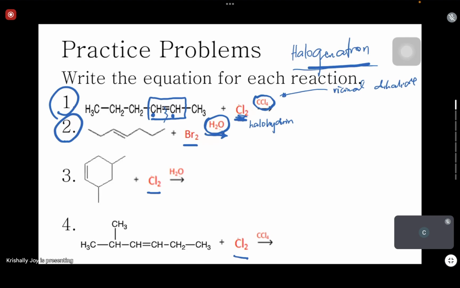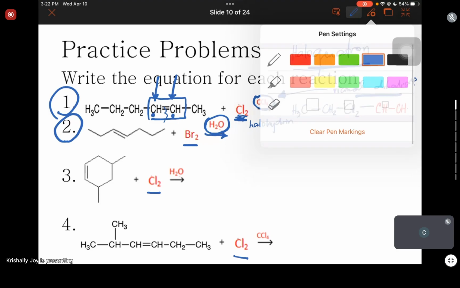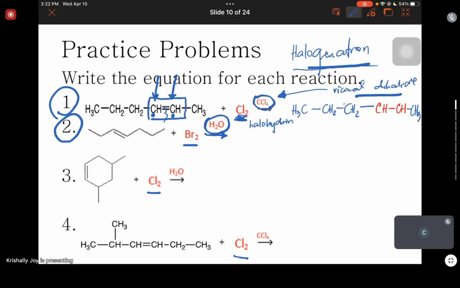Look at the inert solvent used upon halogenation, carbon tetrachloride. So the product is a vicinal dihalide. Each of these carbons will be added with a chloro. So what happens is you have CH3, CH2, CH2. Copy that. Then the color red, these are the reactive sites. CH, then blue again, CH3. I highlighted this so you won't be confused about which portion the reaction happened.